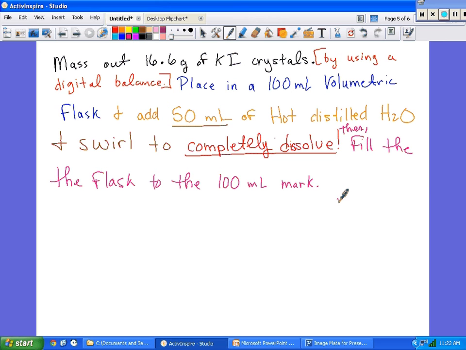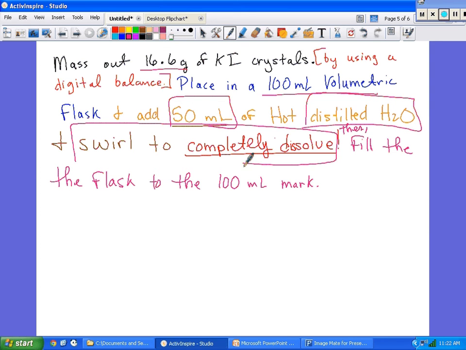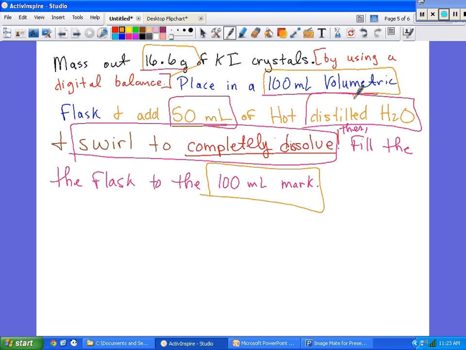Okay. So the key here is the mass. The digital balance. Yeah, that's good and all. It's not going to kill you. Make sure you tell me how big of a flask you need. Make sure you tell me how much water. It doesn't necessarily have to be hot, but it has to be distilled. You have to swirl and completely dissolve, and then you have to fill to the mark. Okay, so those are really the important things. 100 milliliter volumetric. Those are things that you really have to grasp in this.